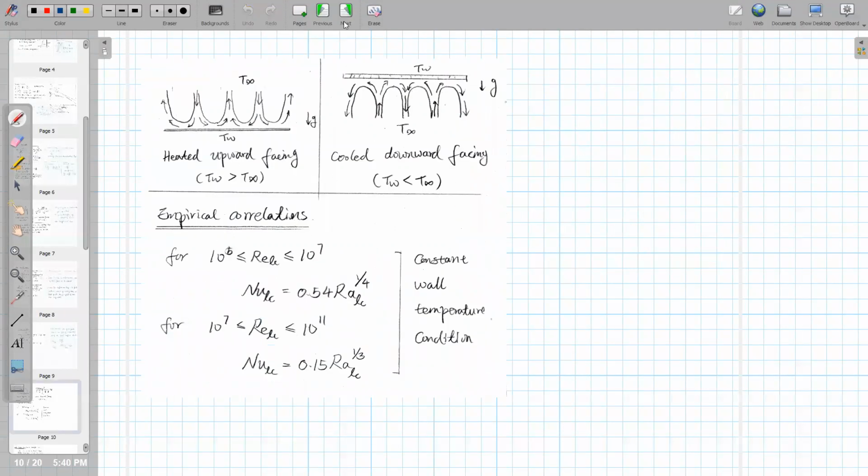Okay, and the second case is where the buoyancy force is oriented away from the plate. Okay, so in this case, this is where the buoyancy force is.